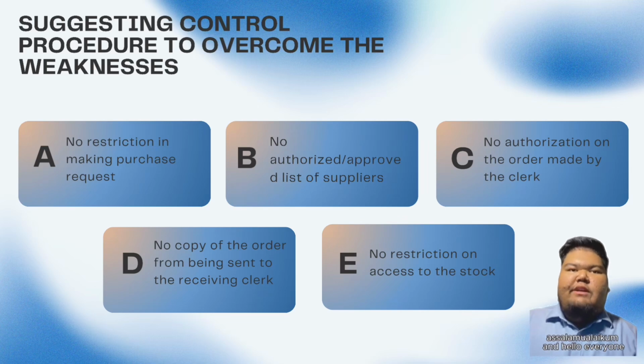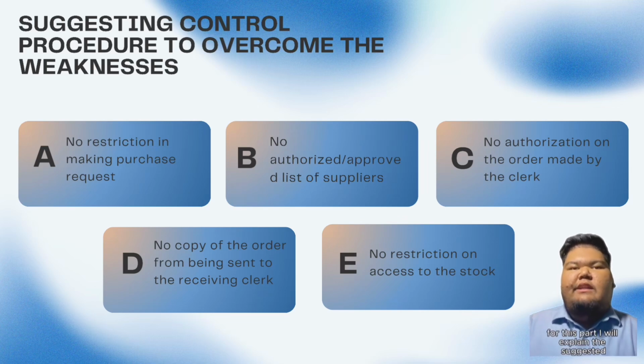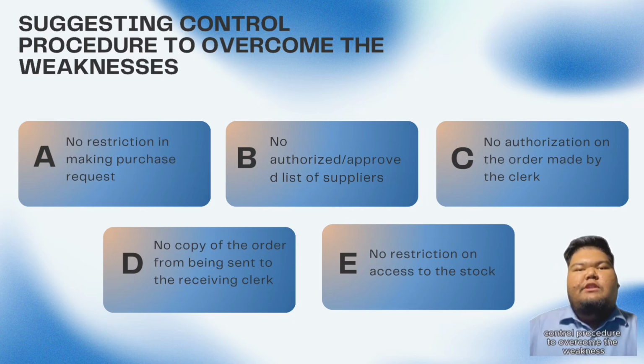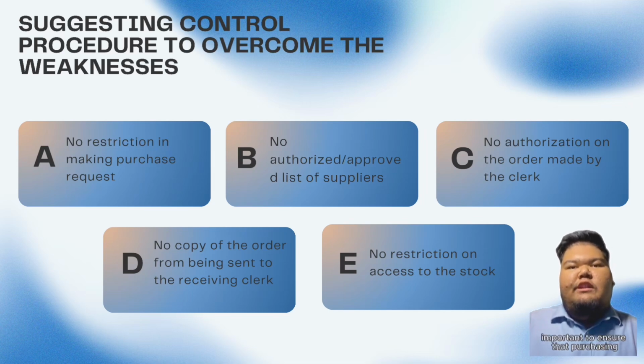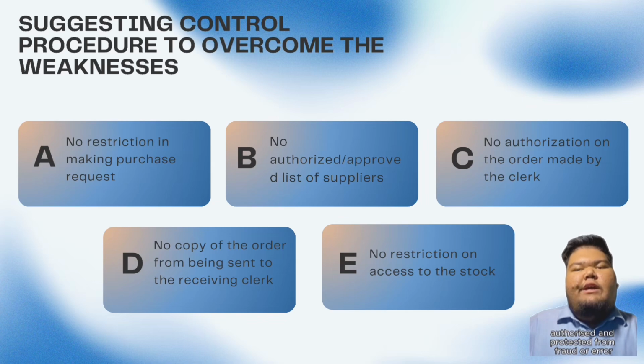Assalamualaikum and hello everyone. For this part, I will explain the suggested control procedures to overcome the weaknesses identified in the expenditure cycle. These control procedures are important to ensure that purchasing, receiving, and inventory activity are properly monitored, authorized, and protected from fraud or error.